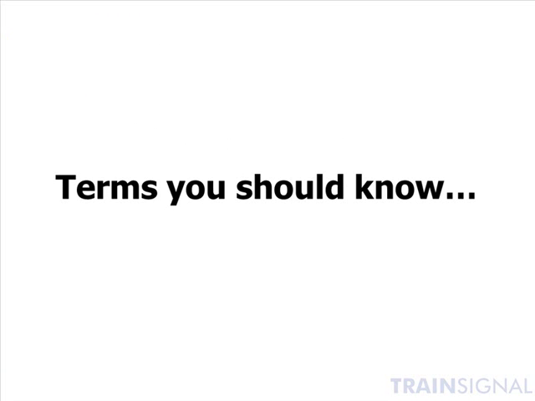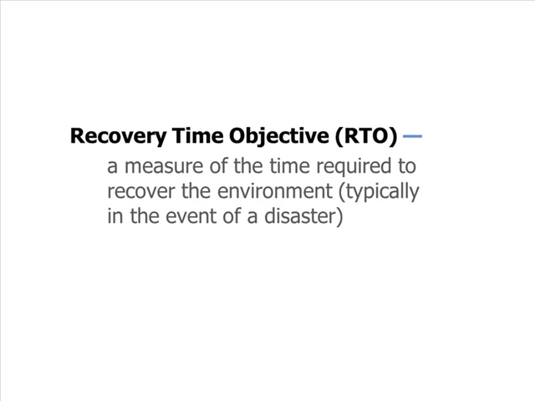Before we get into the core of the lesson, let's first start out with some key terms that you need to know. Recovery Time Objective, or RTO, is a measure of the time required to recover an environment, typically in the event of a disaster or other qualifying event. This would be measured most commonly in hours or days, so it wouldn't be uncommon to say that we have a 1-day RTO or a 2-day RTO. The shorter the RTO, the faster the services are returned, and typically the more difficult or more involved that recovery will become.